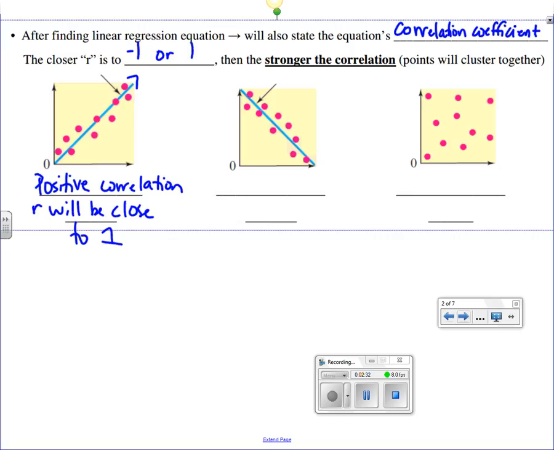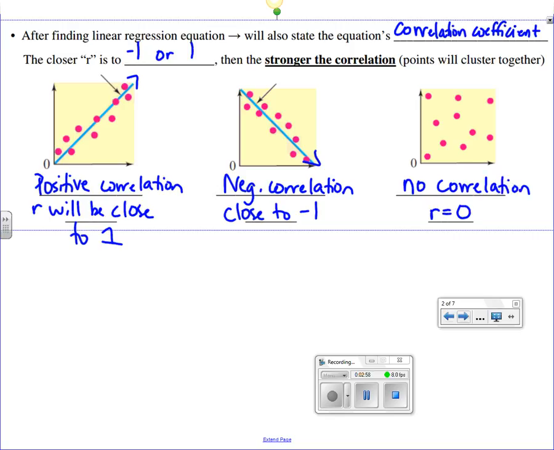This next example, your line is going down, so that is a negative correlation. Once again, the dots are pretty close to the line, so R will be close to -1, maybe -0.9 or -0.8. And the last one, the dots are scattered so that there is no correlation. So your R value would be 0.